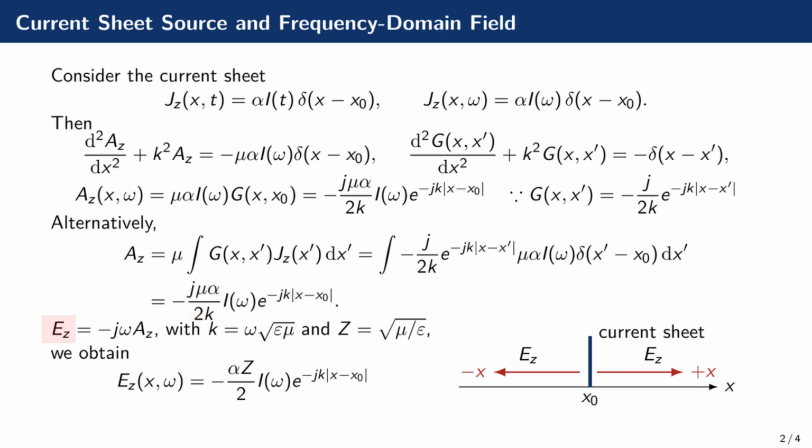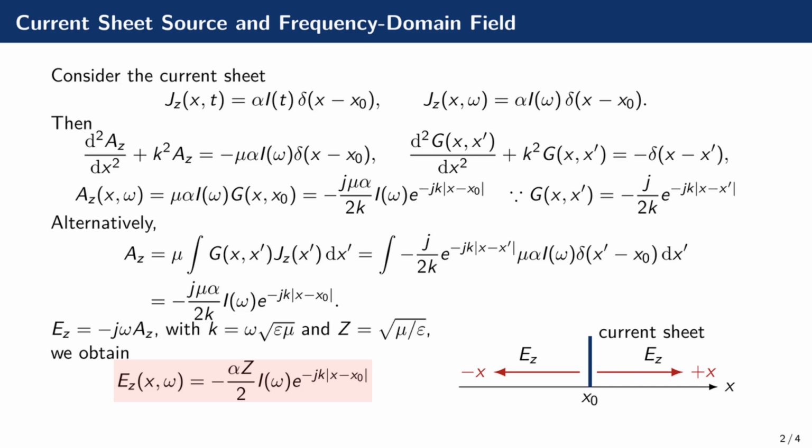The electric field is also easy to calculate. Since the scalar potential is 0, we have E sub z equals minus j omega A sub z. So the answer is simply obtained by multiplying A sub z by minus j omega. Let us simplify the expression a little. The quantity k that appears here is the wave number of the electromagnetic wave. For a wave of angular frequency omega, it is given by omega times square root of epsilon mu. We also introduce the quantity z, called the wave impedance. It is defined by the square root of mu over epsilon. Using this notation, E sub z can be written in a simpler form.